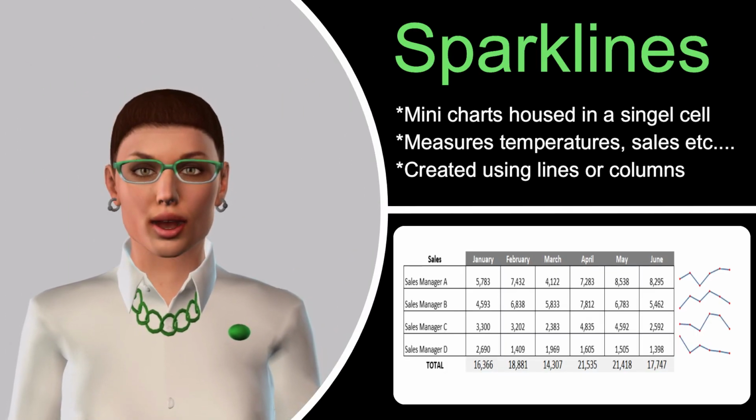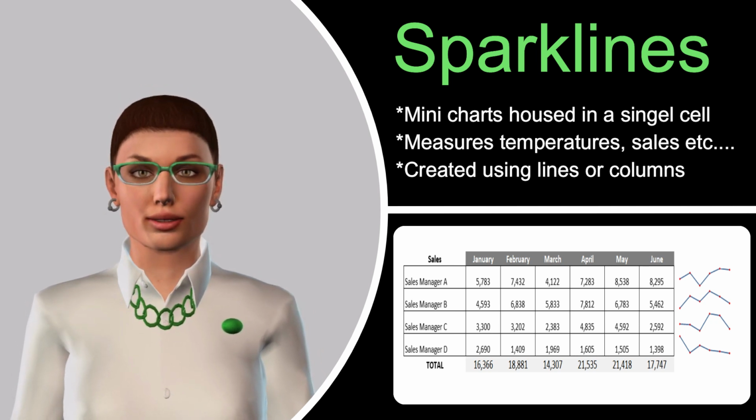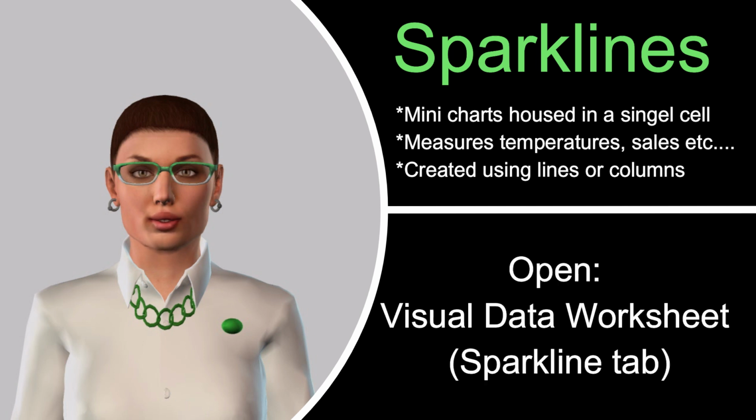Today, we will be talking about Sparklines in Microsoft Excel. Sparklines are simply mini charts housed within a cell in your Excel worksheet. These miniature charts represent changes over a period of time and are great for measuring temperature, stock market, as well as sales. A Sparkline can be based on line or a column chart and can be changed or updated as today's video will demonstrate. Please open the Visual Data Worksheet and go to the Sparkline tab to follow along in this lesson.